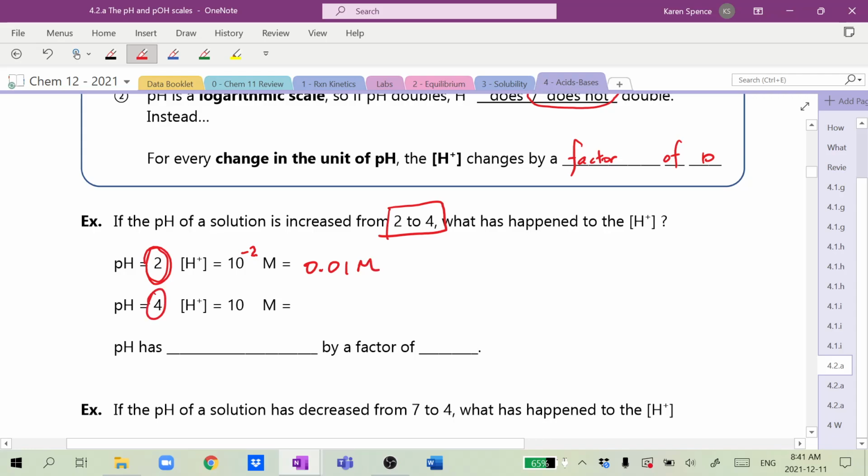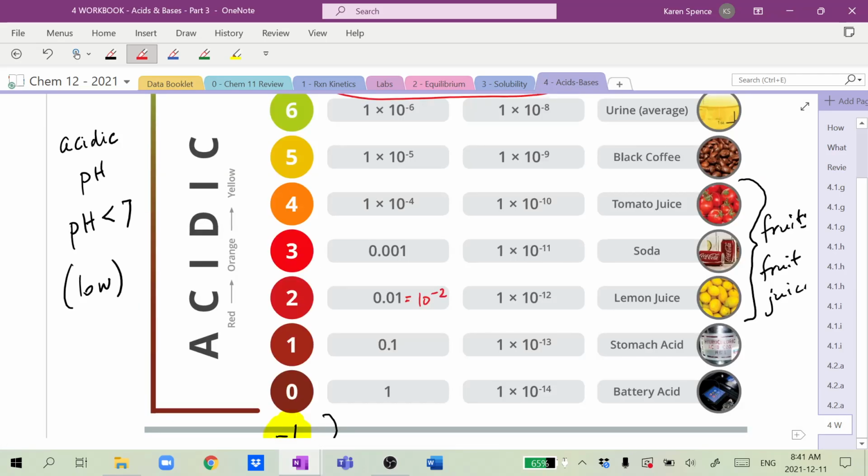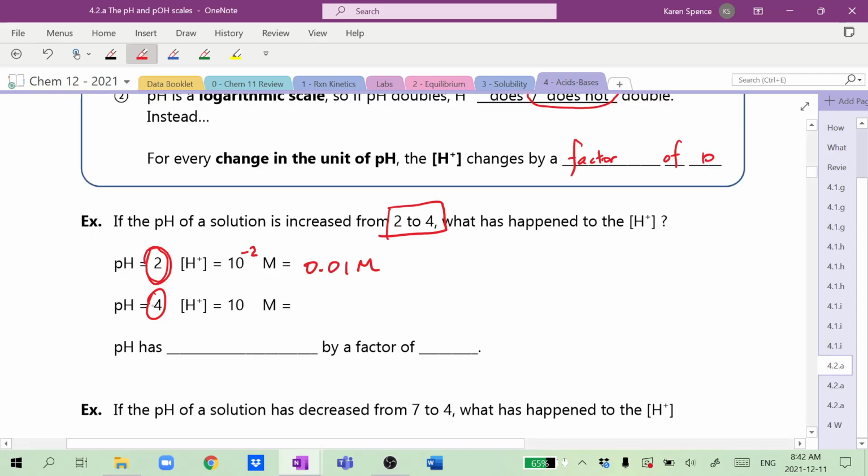If we have a pH of 4, our hydrogen ion concentration is 10 to the negative 4. Oh my gosh, look at that. pH 2 is 10 to the negative 2, pH 4 is 10 to the negative 4, pH 5 is 10 to the negative 5. Hopefully you're going to see a pattern here as well. So let's go back and fill that in. So at pH 4, hydrogen ion concentration is 10 to the negative 4 molar, which is 0.0001 molar.